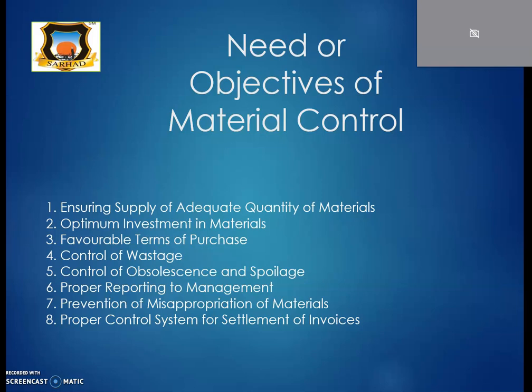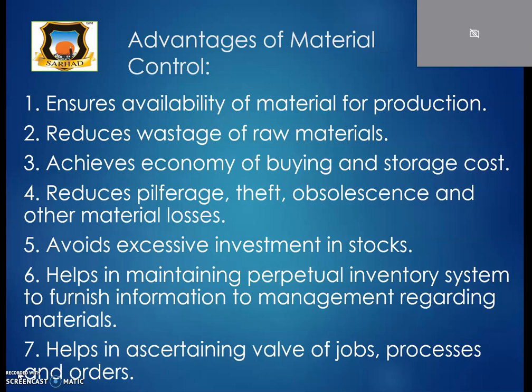For each type of product, there is a particular quality of material which is needed, and that quality alone should be purchased. So proper control over purchase of material, or a material control system, makes the settlement of various problems or invoices possible. The advantages of material control: it ensures the availability of material for production. It ensures the continuous flow of material, so production work is not held up for want of material. The manufacturer can complete the production schedule in time.